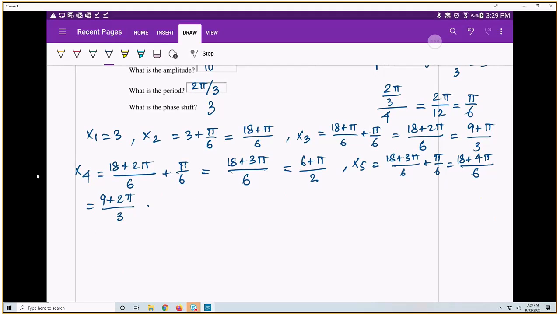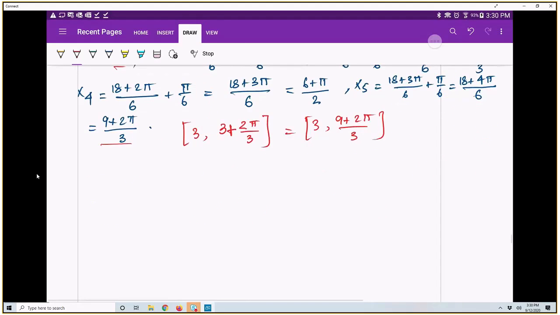Remember, we started at the phase shift. The phase shift was 2 pi over 3, and then we are going to end at the phase shift plus the period. So you started at 3, and this is your entire period. So what do you get? When I find the common denominator, it is 3. 3 times 3 is 9, so I get 9 plus 2 pi over 3. So my calculations are right. Because I started at 3, I ended at 9 plus 2 pi over 3. Rest is pretty simple, drawing the graph.